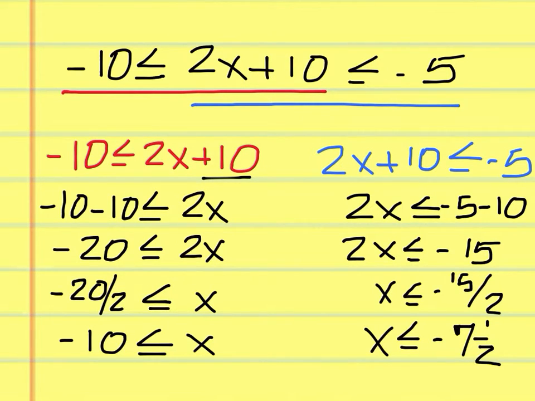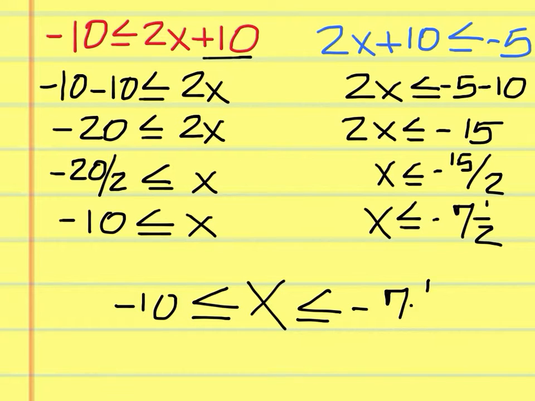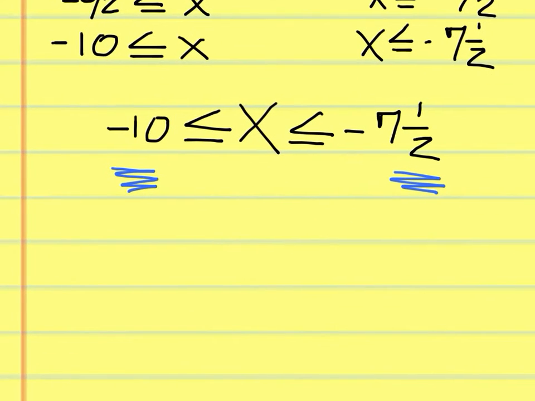And then you have to combine these together for the solution. X in the middle, and x is greater than or equal to negative 10, less than or equal to negative 7.5. Your lower number will always be over here on this side, the higher number on this side. And now you have to graph it.